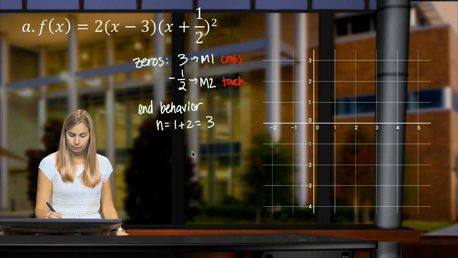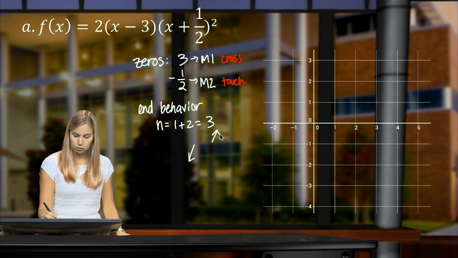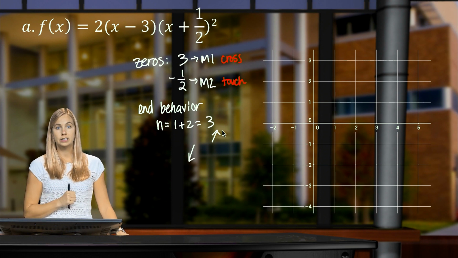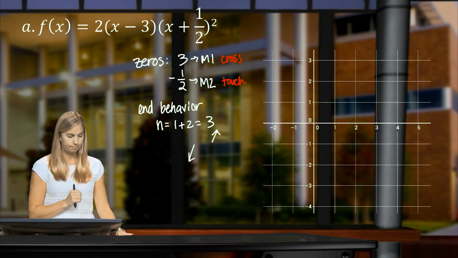So my end behavior is going to look like this. I've got an odd degree, and my lead coefficient is positive, so it's going to model x squared.